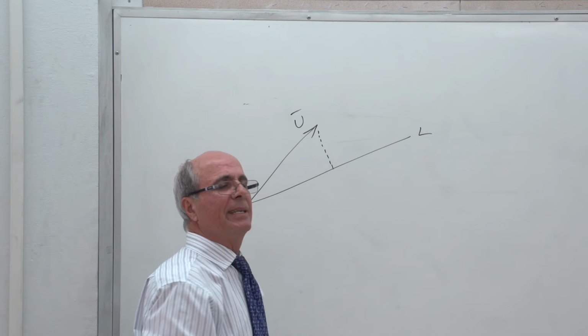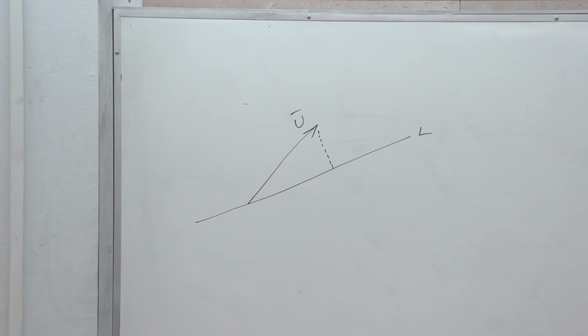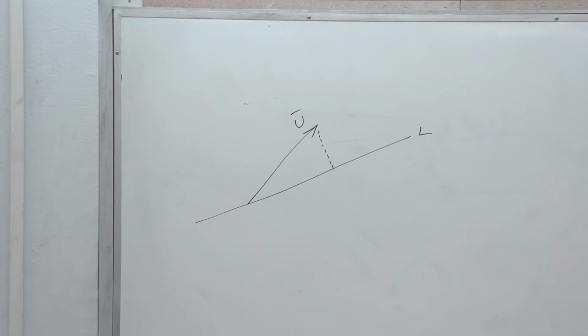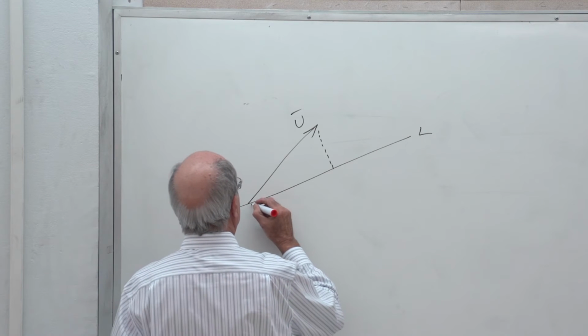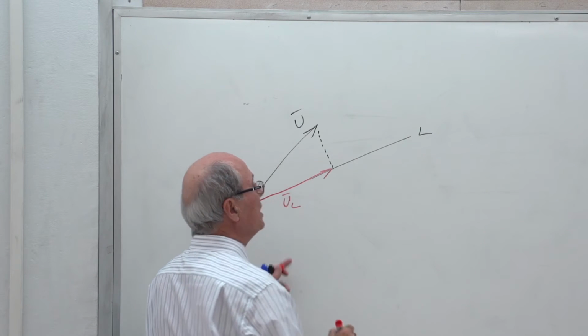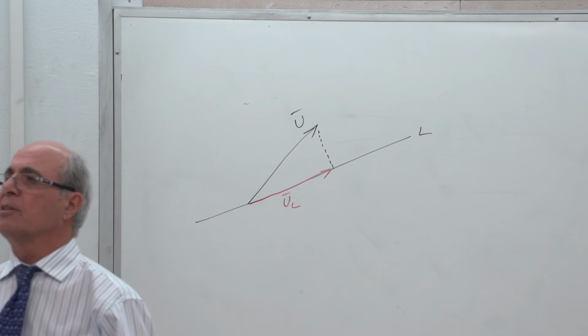This angle is 90 degrees, and I want to find the projection of a force over a line. By the way, mathematically, what I'm telling you today is perhaps the most difficult part of the entire book as far as the math goes. And the way I explain it, it should be very simple. So we are looking for this line, is that correct? Which we call UL. What does UL mean? Projection of U over line L. Is that correct or not?